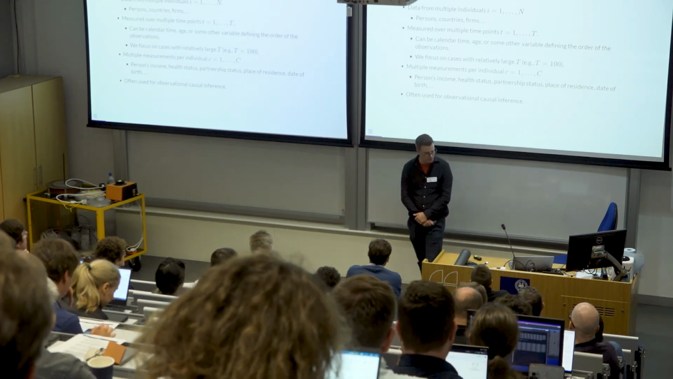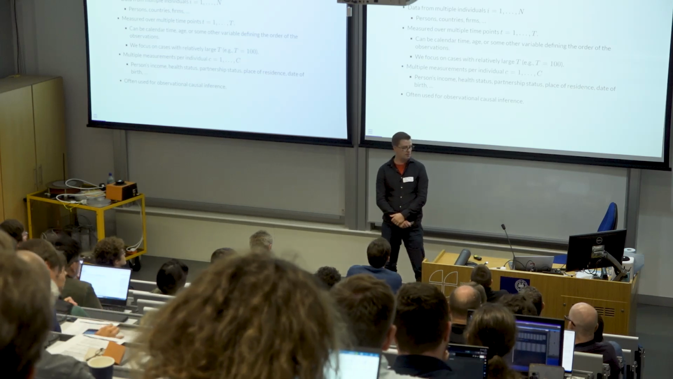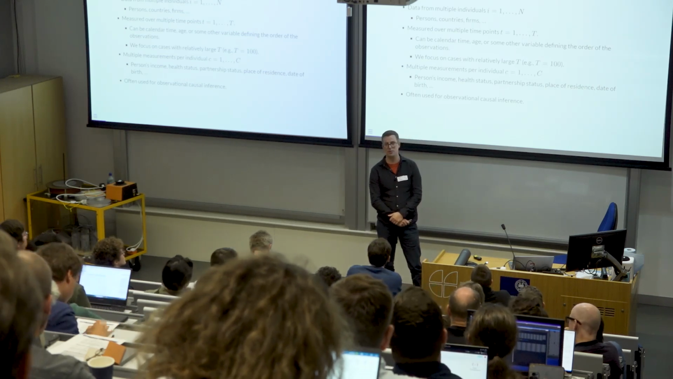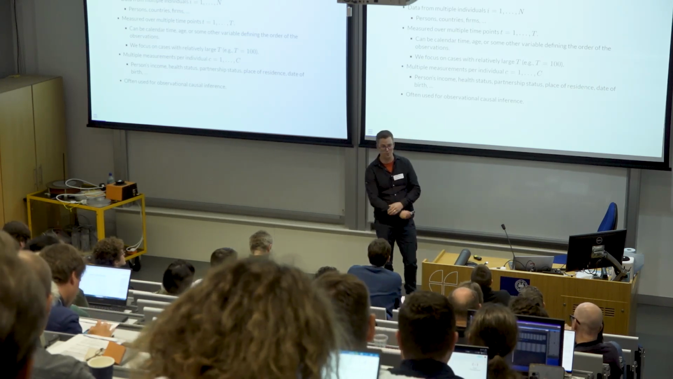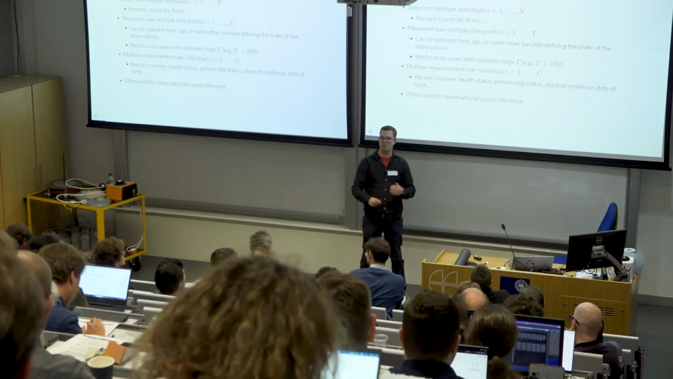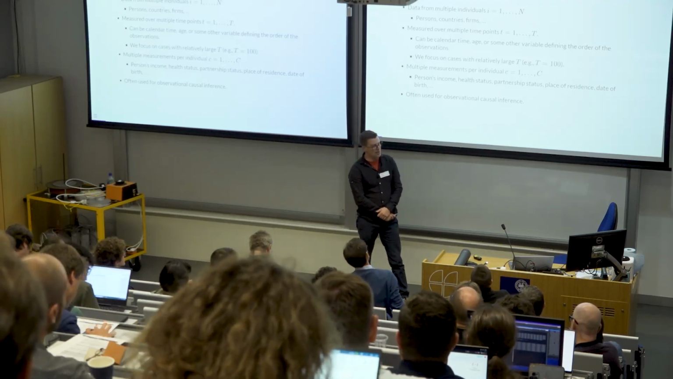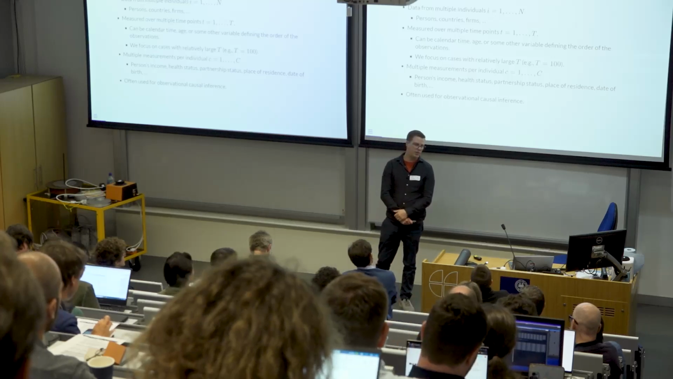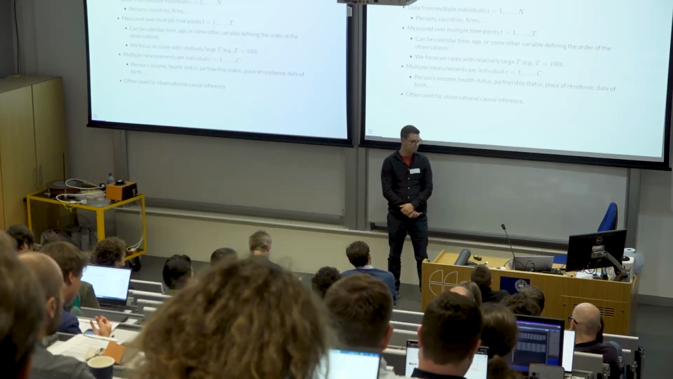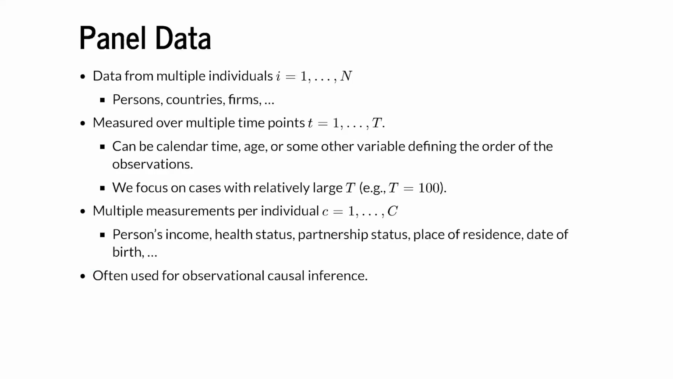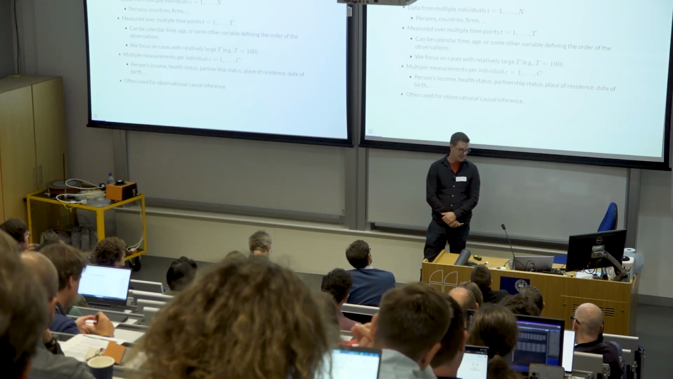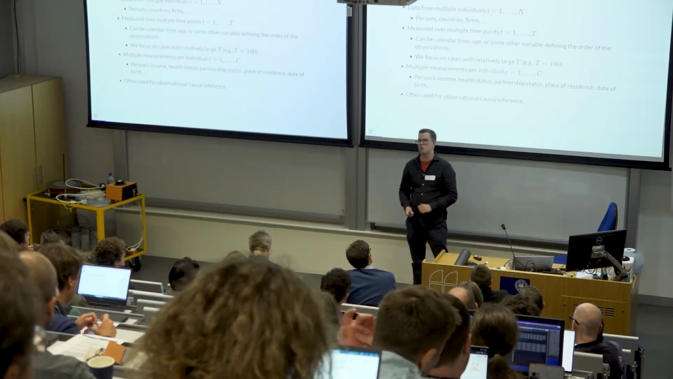And our interest is mostly in cases with a relatively large number of time points, like 100, which is not much if you are working with some time series data, but we are mostly working on social science data where the time scale is something like months, so 100 months is already quite a lot. This is in contrast to some other panel data models where you have something like T is 4 or something like that. And then typically we have multiple measurements per individual.